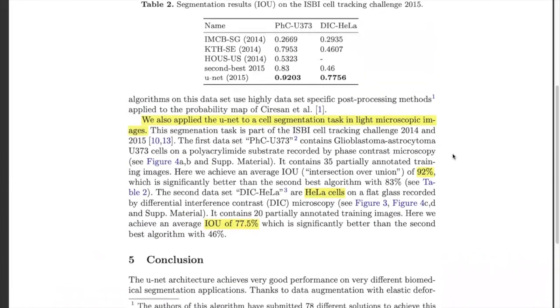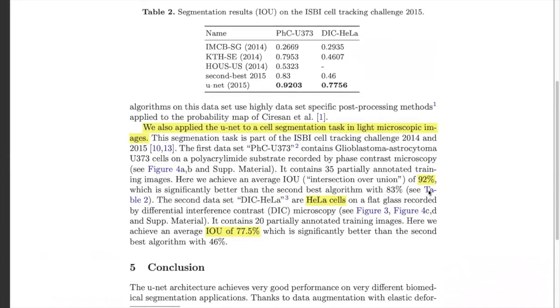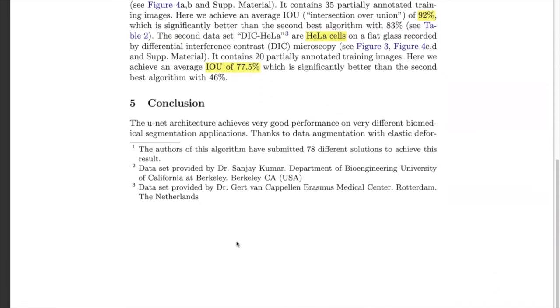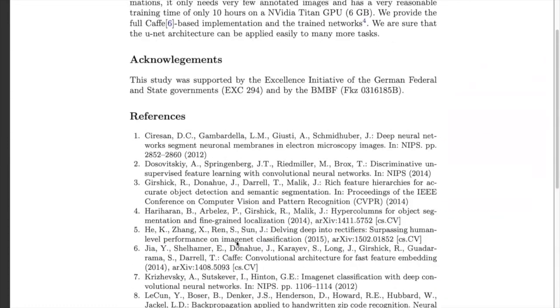Then for the next two data sets, they also report the accuracies: 92% compared to the second best one, 83%, and 77% compared to the second one, 46%. That's basically UNet. If you have any questions, feel free to ask me.